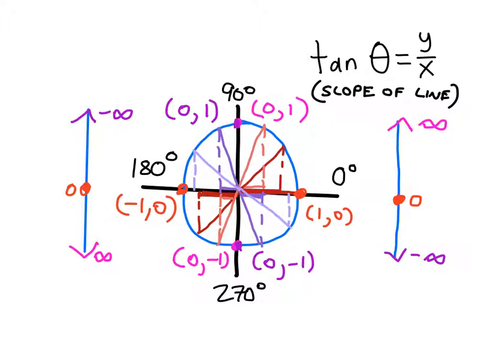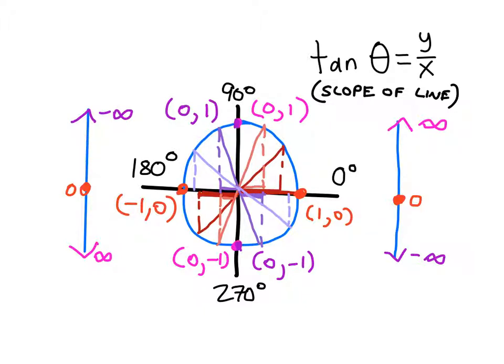If I'm at 0 or 180 degrees, my terminal side is going to be a horizontal line, which means that the slope is going to be 0. As I get closer to the top of the circle in my first quadrant, notice that my slopes keep getting steeper and more positive, and same in the third quadrant. As I get closer to the bottom of the circle, my slopes get steeper and more positive.